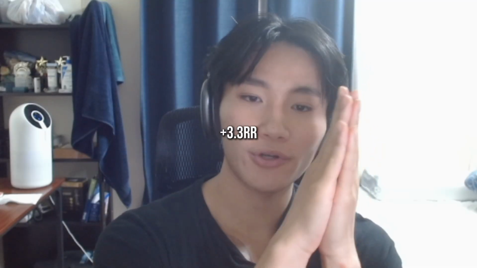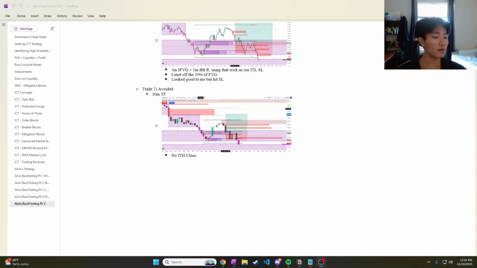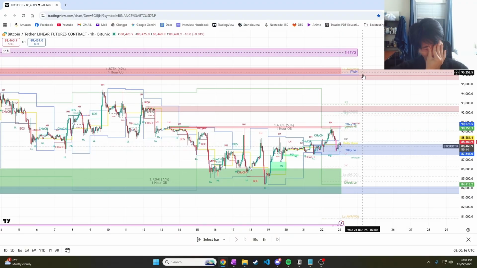I went 1 for 0 plus 2 RR on the old strategy and 2 for 2 plus 3.3 R with the new strategy. Day 7. Yo, welcome to day 7. I learned about the unicorn model. If there's an overlap with a breaker block and an FEG, it provides the ultimate narrative. The FEG pulls price in and the breaker provides the rejection. A very strong confluence. I finished backtesting Bitcoin from January 1st, 2025 to December 22nd, 2025.